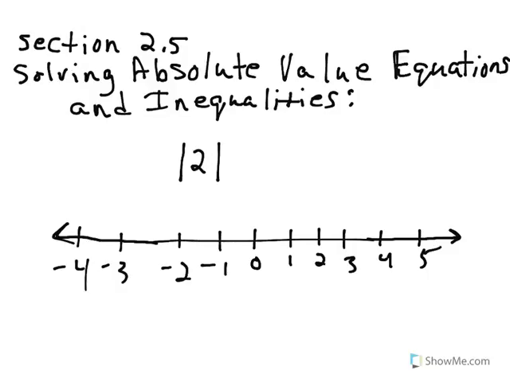Section 2.5, solving absolute value equations and inequalities. Absolute value contains the straight bars on each side of your term. This case is absolute value of 2. Absolute value means the distance from 0 on a number line. So absolute value of 2 would be from 0 to the 2.